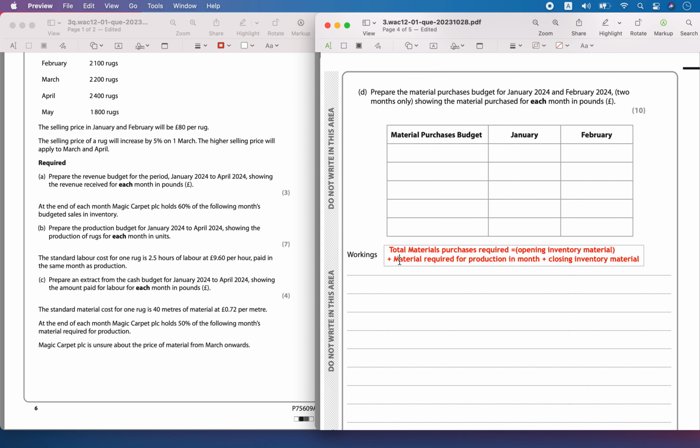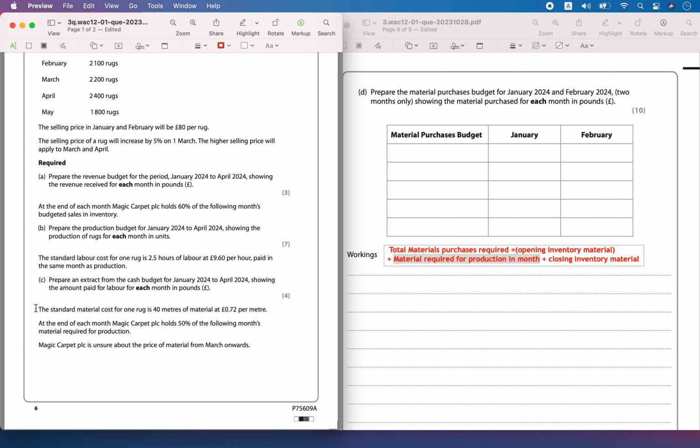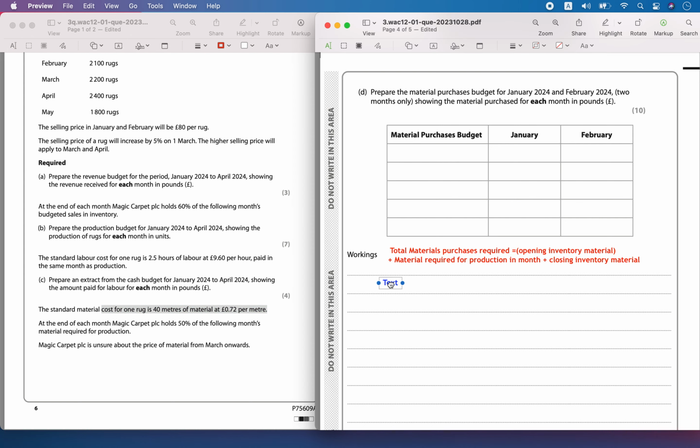For the material purchases budget, you will always purchase the amount of material that is required for production in that month, but you will always subtract the opening inventory material held by the business and add the closing inventory material. Now the information given here is the standard material cost for one rug is 40 meters of material at 0.72 per meter. This is the cost for one rug.